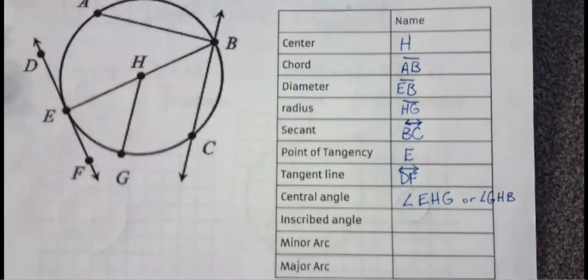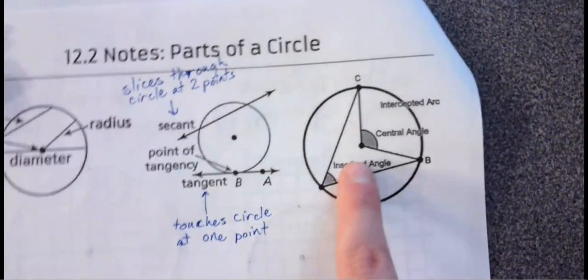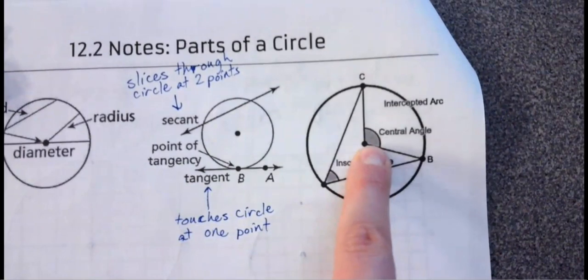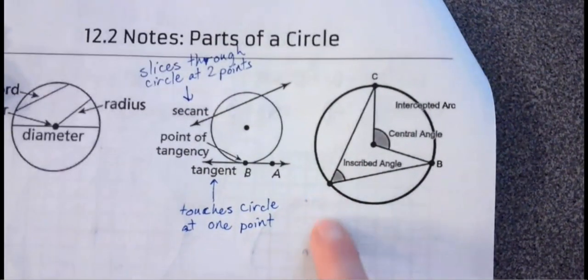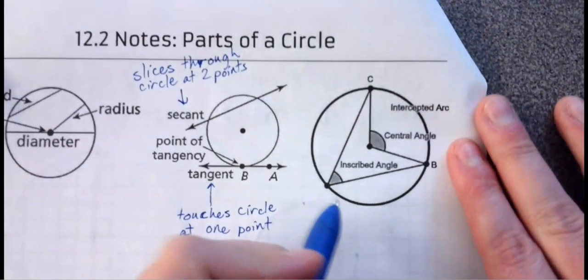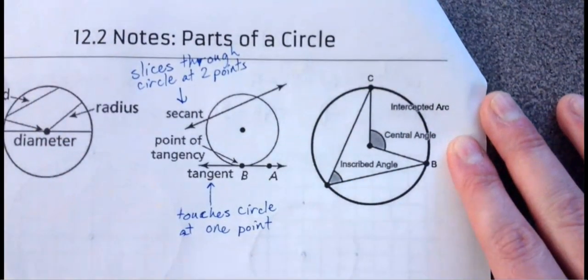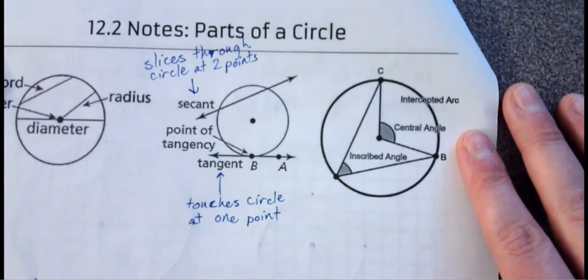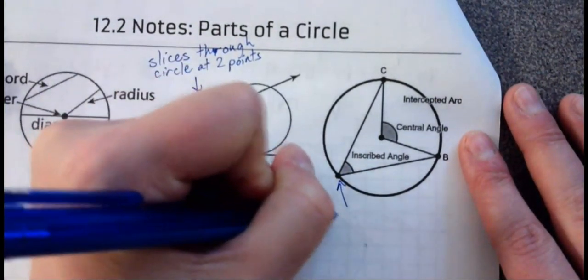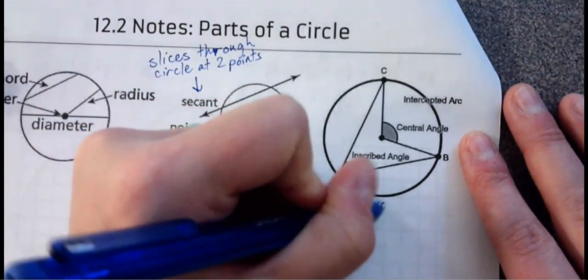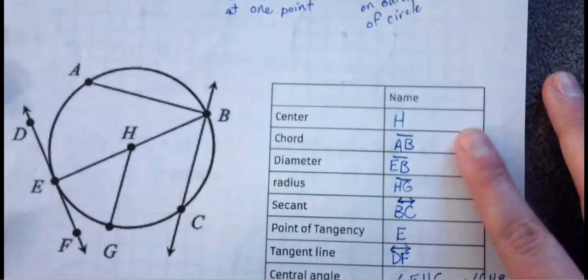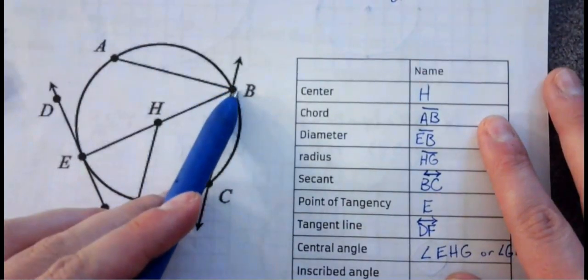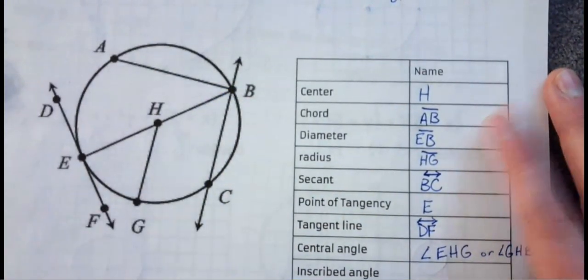Inscribed angle. This one is a little trickier. So notice the difference, and I'll move this back down in a second. A central angle comes from the center of the circle. The inscribed angle is on the edge of the circle. It touches the outside of the circle. Inscribed angles touch the outside of the circle. All right, so let's find one on here. B is on the outside of the circle, and there's many different angles that come from B.